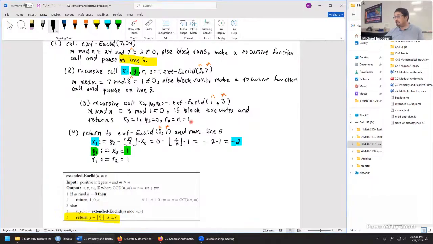So we've got values now for Euclid 3,7. Once we have values for Euclid 3,7, that's what we were hanging on this last pause. On the original function call at the very top, Euclid 7,24, we had a pause on line 5 right here as we finished the output for extended Euclid 3,7. We have that output. We have x1, y1, r1. They're all here. So now with those values, we make a final return. We're going back to the original function call, outputting our final x, y, r. Any questions with the algorithm so far?